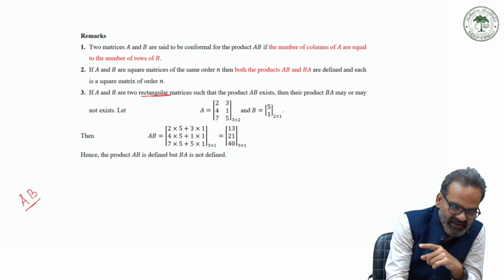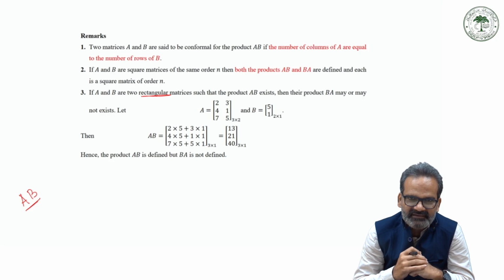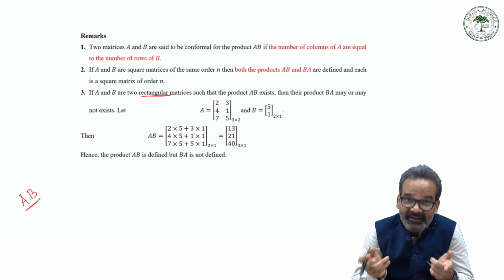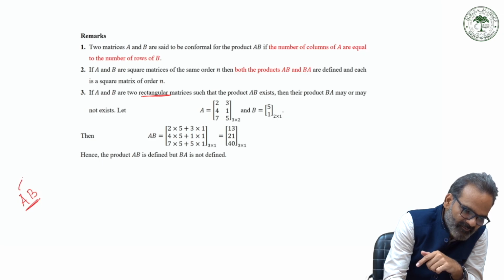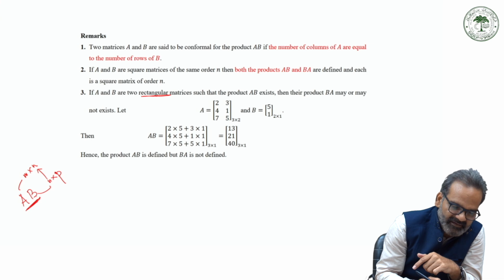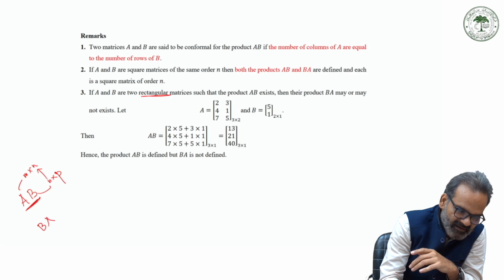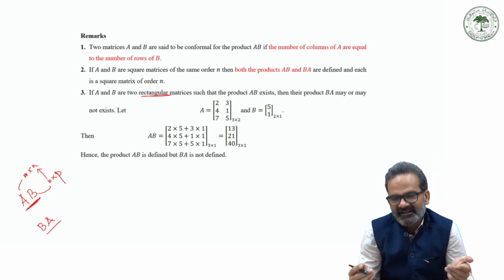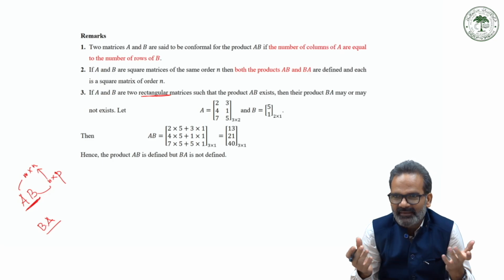Only then you can multiply AB, because A and B are rectangular matrices. So if A and B are two rectangular matrices such that the product AB exists, their product BA may not exist. See, AB means what? If the order of A is, say, m by n and the order of B is n by p, this condition is satisfied. Then AB is defined. But if AB is defined, it never implies that BA is also defined, because in the case of BA, what is the requirement now? Columns of B should equal rows of A. They may be equal, they may not be equal.